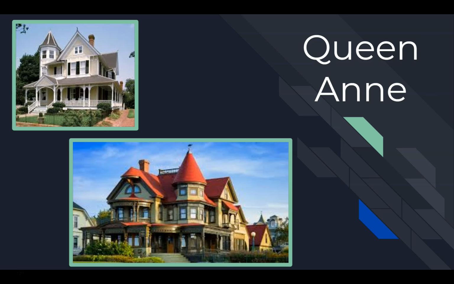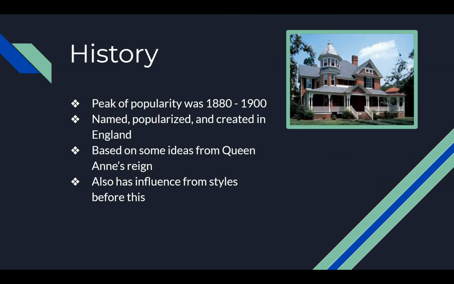Next, we've got the Queen Anne style. For this, in history, the peak of its popularity was about from 1880 to 1900. It was named, popularized, and created in England. So it basically started off in England. And the ideas for the houses were based on Queen Anne's reign, who was the Queen of England at some point. And it has a lot of influence from a lot of different styles before this. It has influence from Romanesque, from Gothic, from so many different things, which is why there's so many things going on.